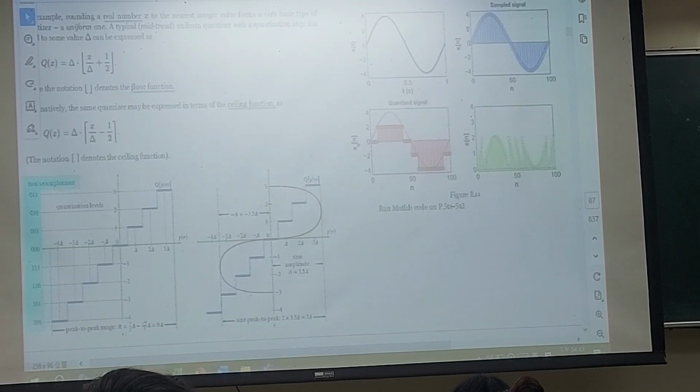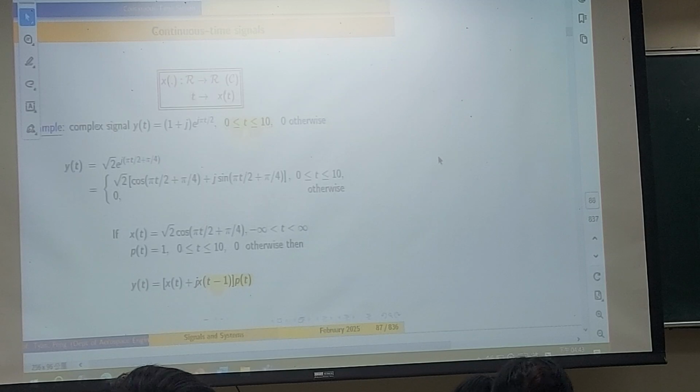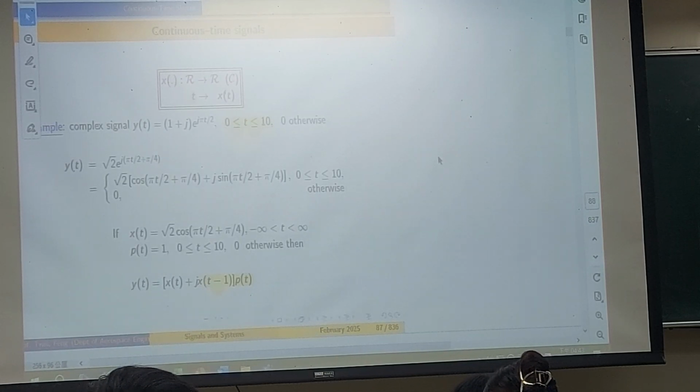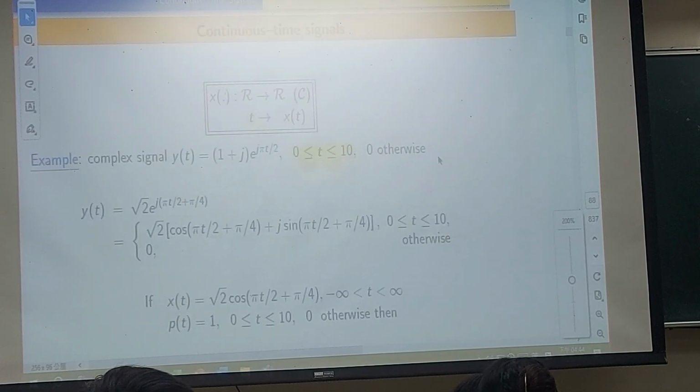So we'll do this example. This figure in the next hour, I need you to run the code. All right, anyway, so let's continue our lecture. So let's get to the continuous signal.